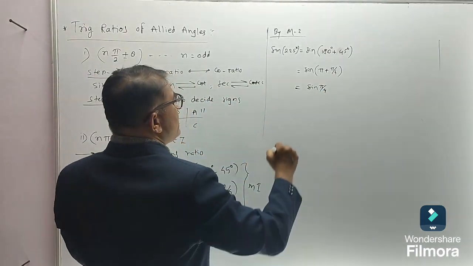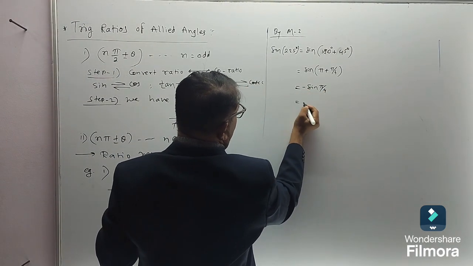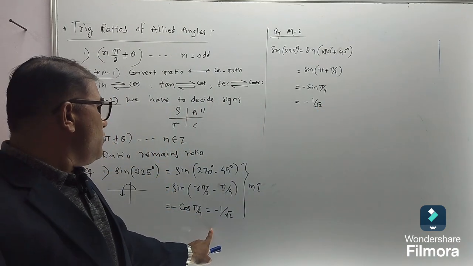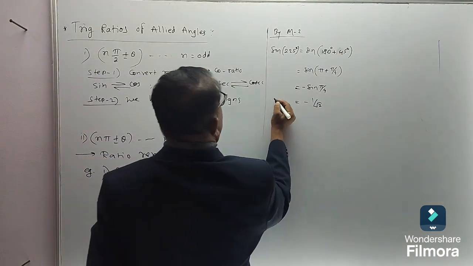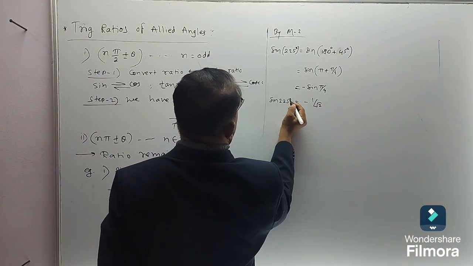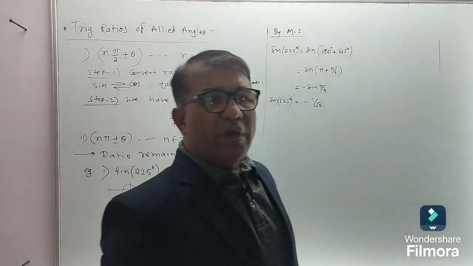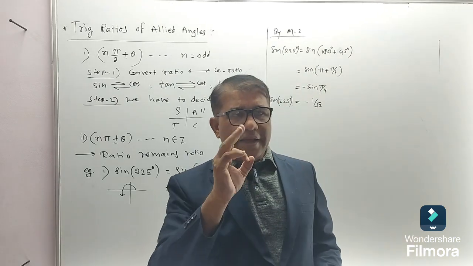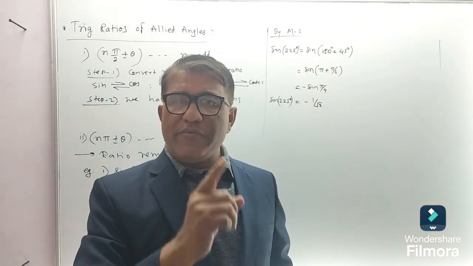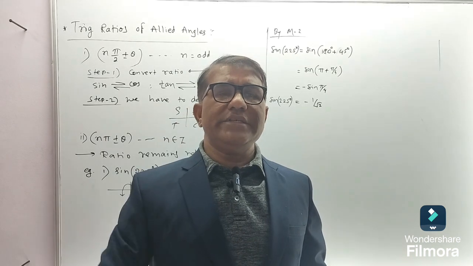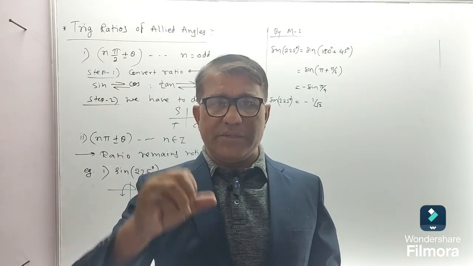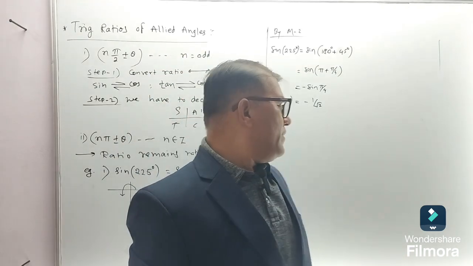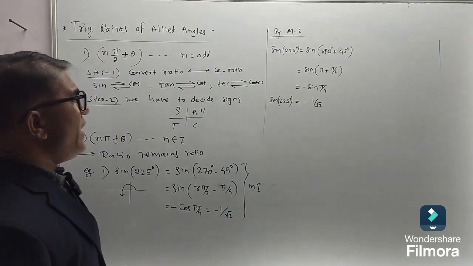Again in the third quadrant, sine and cos are negative, only tan is positive. This is minus 1 by root 2. Here also minus 1 by root 2, and here also minus 1 by root 2. Okay, sine 225. You can use any method, this or this. Allied angles means multiples of 90 plus or minus a standard angle. Standard means 30 degree, 45 degree, 60 degree.